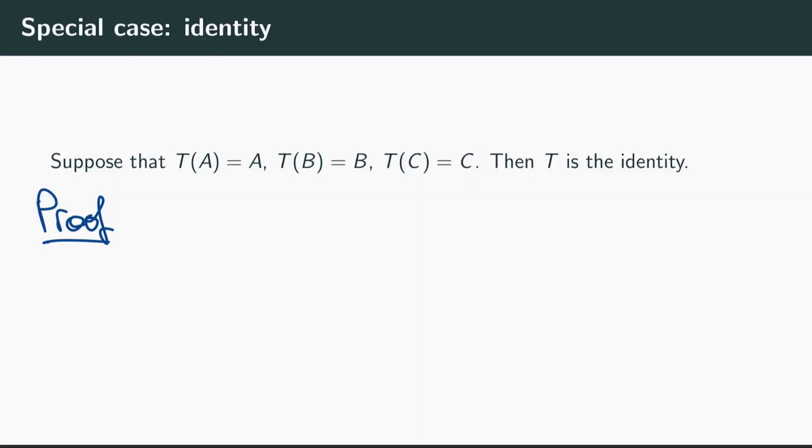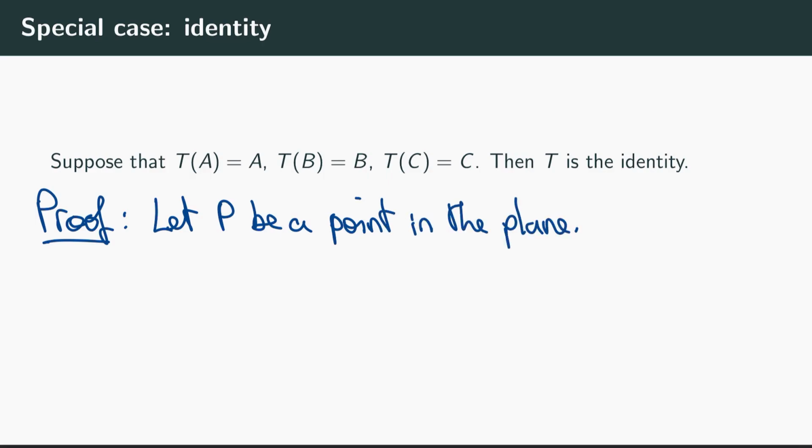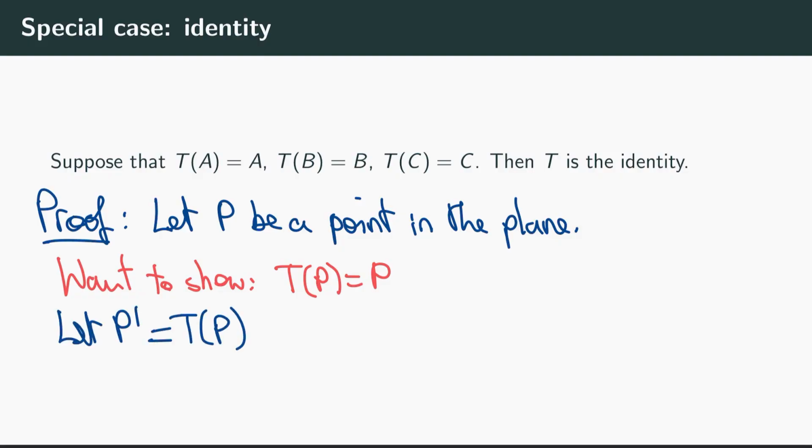Okay, so what do we need to show? We want to let P be a point in the plane, and what we want to show is that T of P is itself. Let's introduce a name for this point. I'm letting P prime be T of P, and then our goal is to show that P prime equals P.